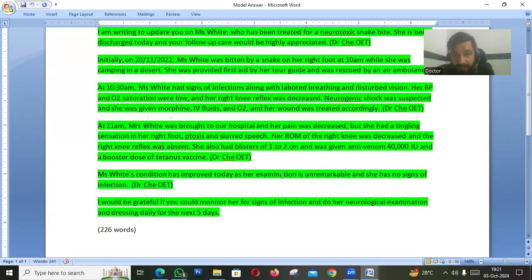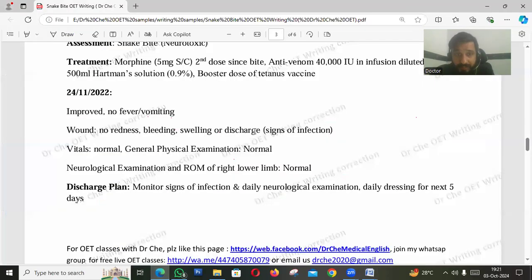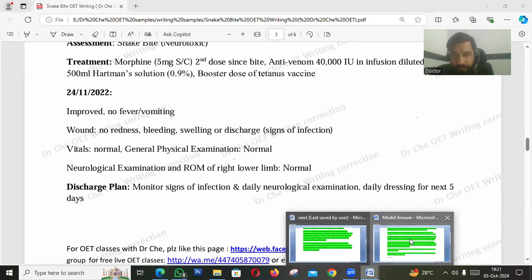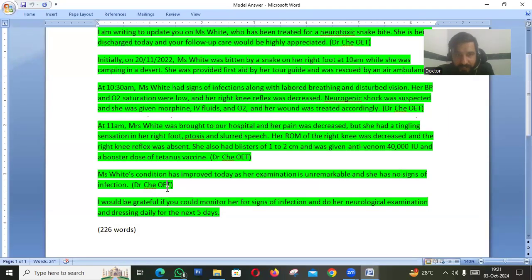Why has it improved? As her examination is unremarkable, the examination is okay, and she has no signs of infection. Again, I am using conciseness. At the start I was listing all of these things as signs of infection, but now I'm saying she has no signs of infection.